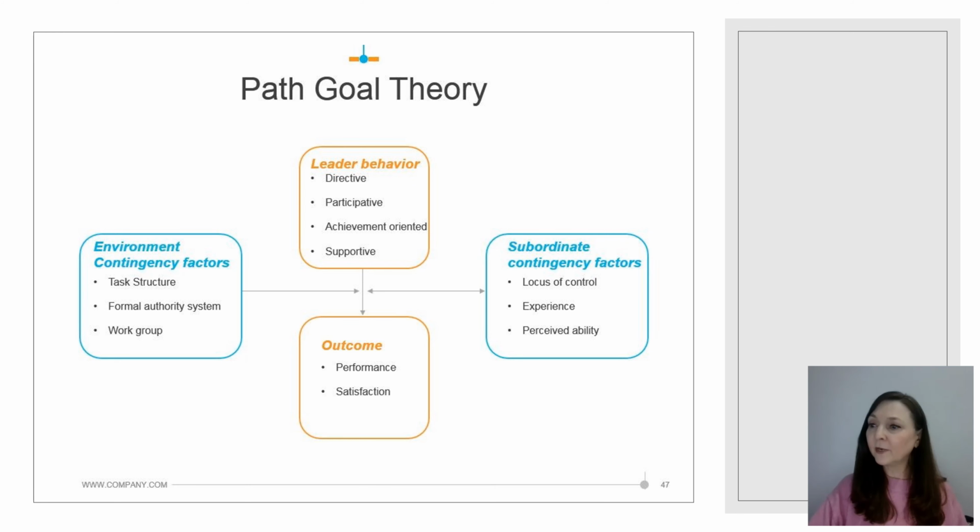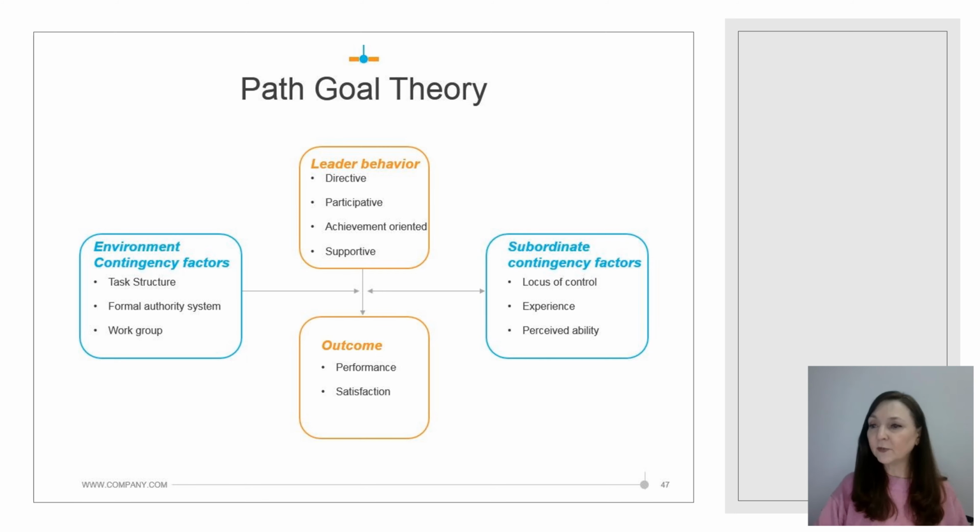The path goal theory suggests that leader effectiveness is dependent on the leader's ability to enhance followers' motivation and satisfaction by setting clear goals for them and helping them achieve their objectives. This model is a contingency approach which highlights how different leadership styles can be effective in different situations.